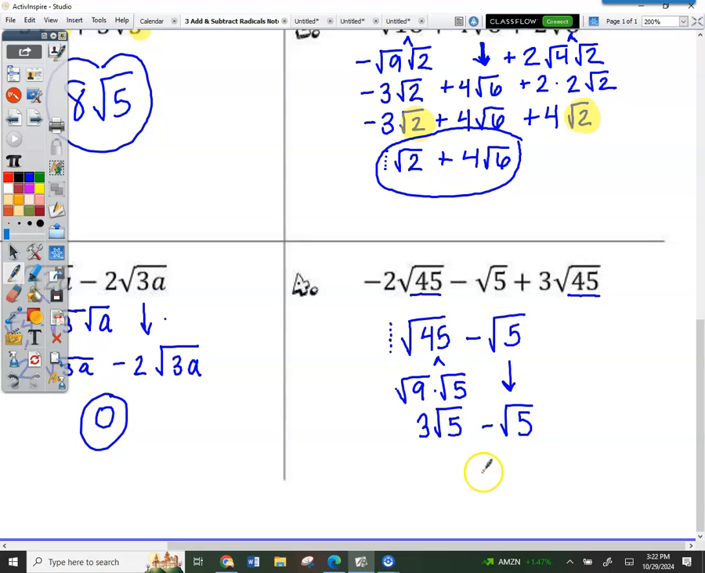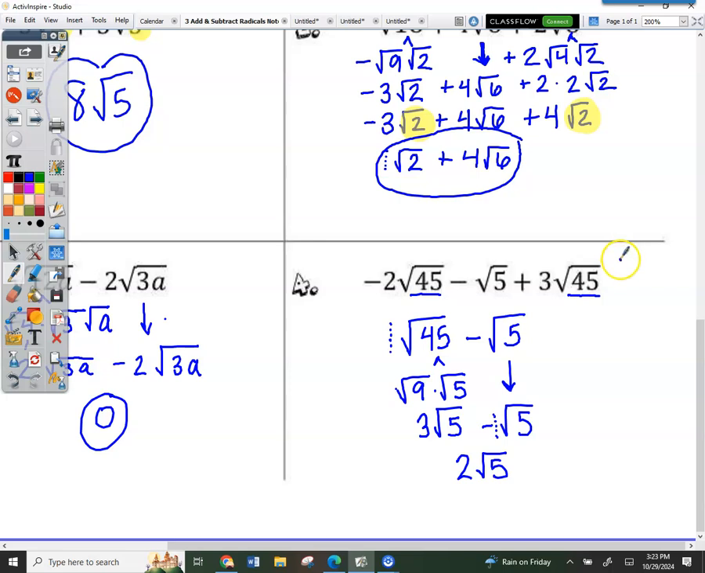So 3 square root 5 minus square root 5. What's the understood number here? Negative 1. So 3 square root 5 minus 1 square root 5. What does that give me? 2 square root 5.